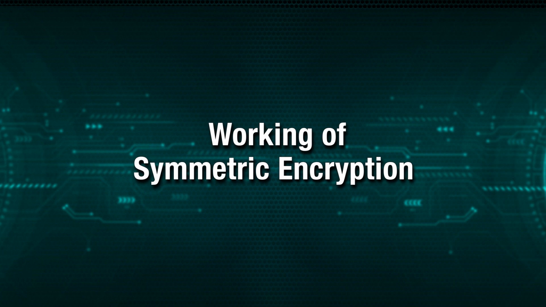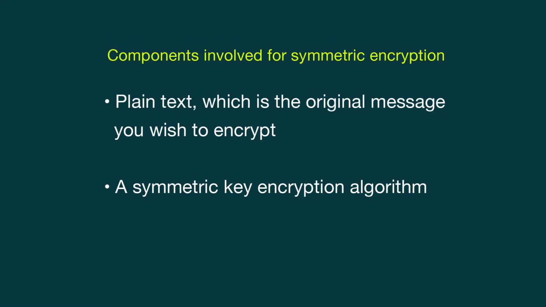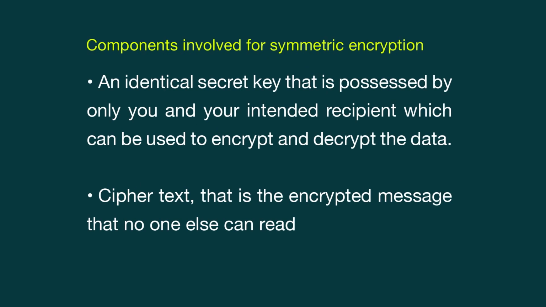Working of symmetric encryption. It's time to take a closer look at the symmetric encryption process. To understand how symmetric cryptography works, you need to know what the components involved in the process are. First of all, the plain text, which is the original message you wish to encrypt. It should have a symmetric key encryption algorithm and an identical secret key that is possessed by only you and your intended recipient, which can be used to encrypt and decrypt the data. And the ciphertext, that is the encrypted message that no one else can read.